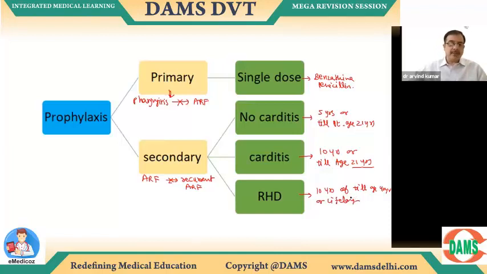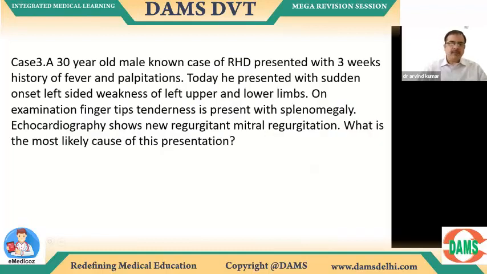So these are the important questions on the prophylaxis of rheumatic fever. So this was our case number two about acute rheumatic fever. Now, we come to case number three for the cardiovascular system. A 30-year-old man, a known case of rheumatic heart disease, presented with a 3-week history of fever and palpitations. Today he presented with sudden onset weakness of the left upper and lower limbs.